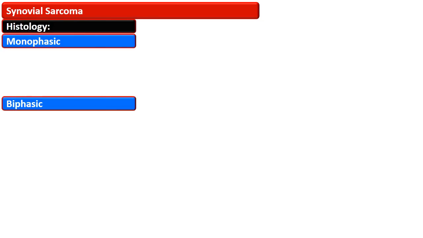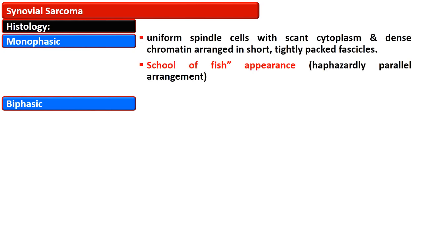Synovial sarcoma on histology is characterized by two patterns: one is the monophasic pattern and the other is the biphasic pattern. The monophasic pattern consists of uniform spindle cells with scant cytoplasm and dense chromatin, arranged in short, tightly packed fascicles, and they give the characteristic school of fish appearance, in which the cells are arranged haphazardly and parallel to each other.